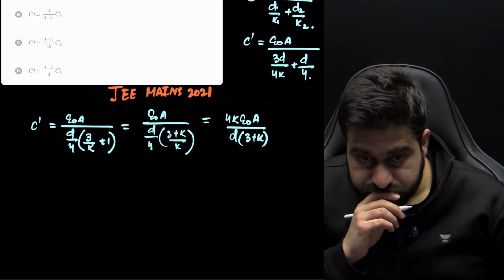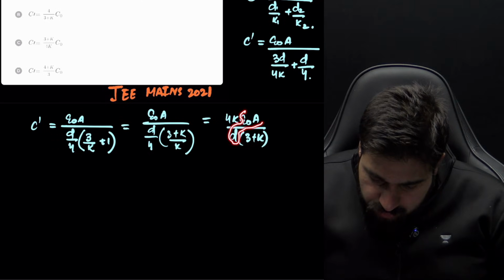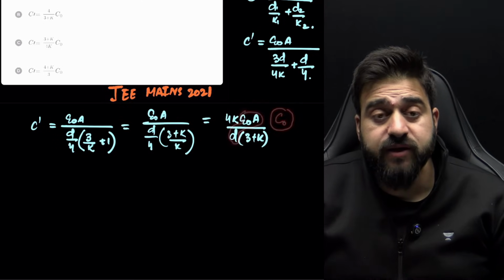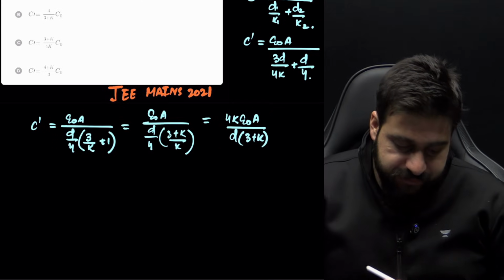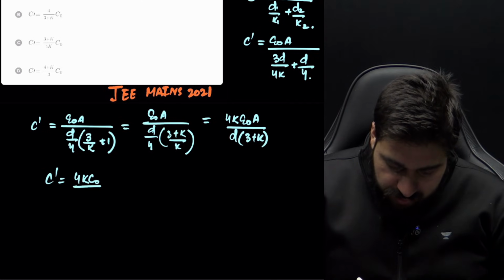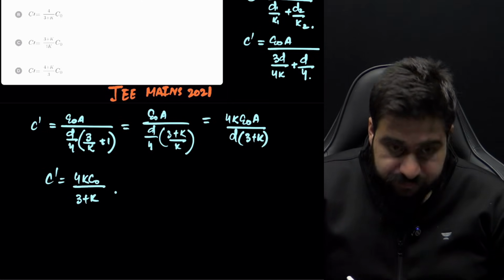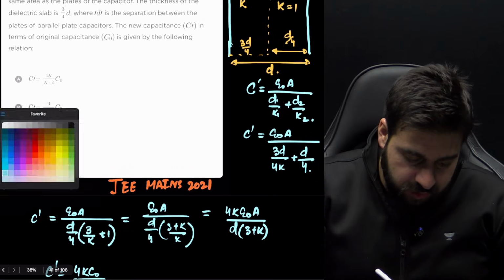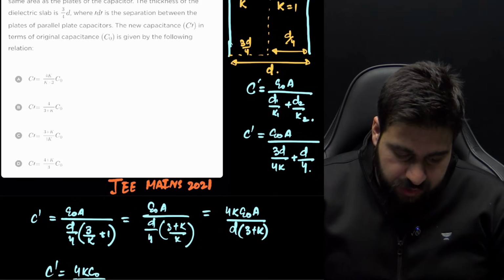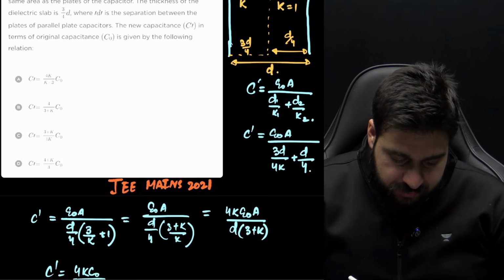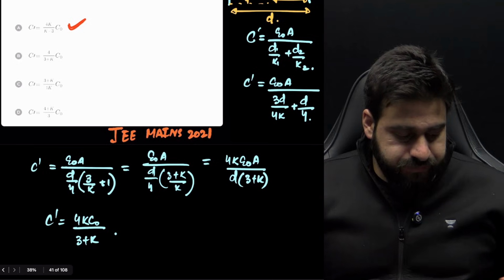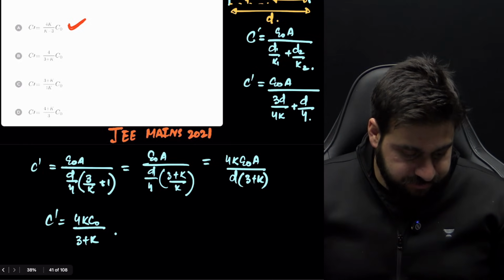Now see, this epsilon naught A divided by D, this is what we call C naught. This is the capacitance of a capacitor without dielectric. So you can write C dash is equal to 4K C naught divided by 3 plus K. I believe this is clear.